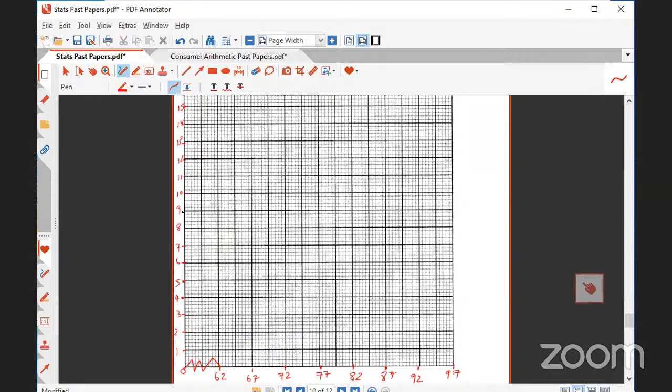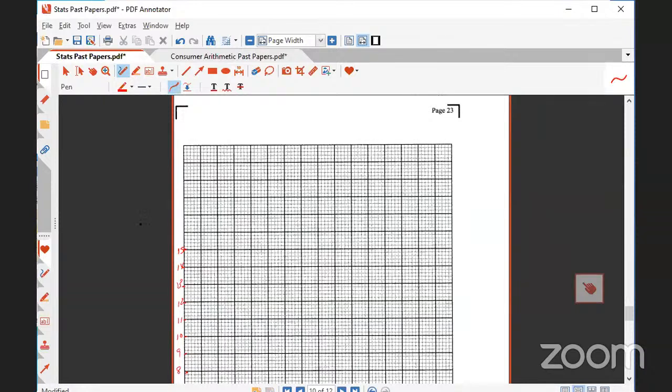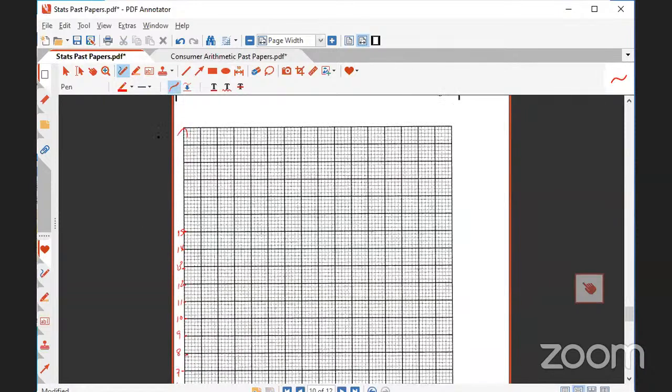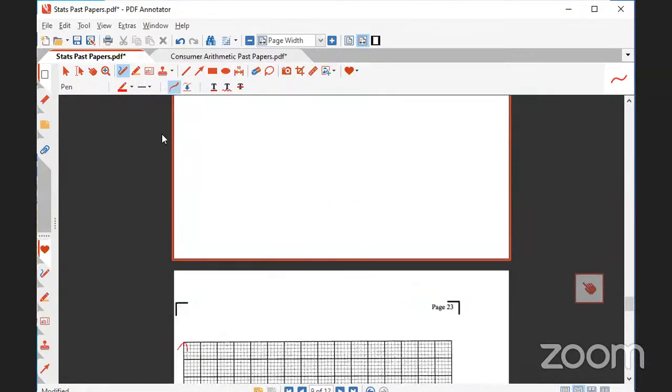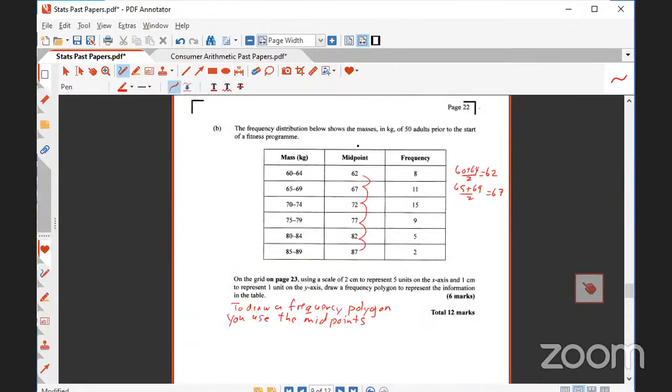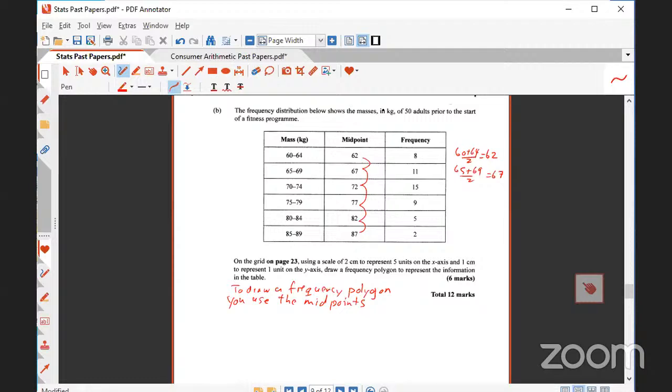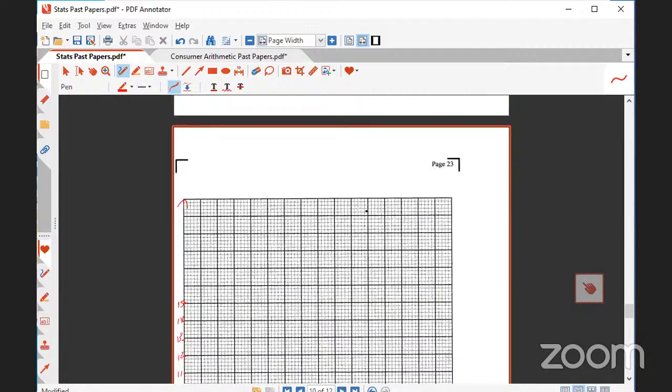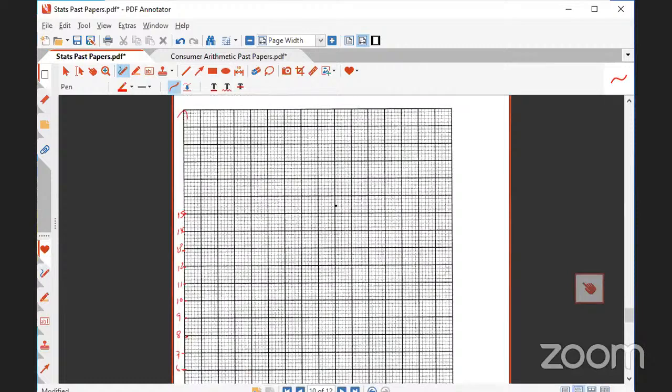Please remember that when you're drawing this, use your ruler to draw the L first, and put on your little arrowheads, label the axes and all of that. Put in a little title, so this is frequency distribution, masses, kilograms, 50 adults, all of that.